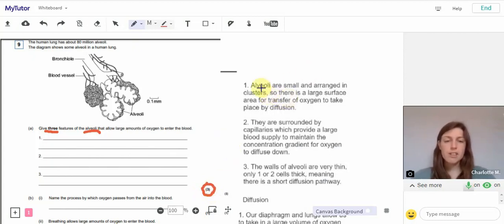So the first thing is to say that alveoli are small and arranged in clusters. So there's a large surface area for transfer of oxygen to take place by diffusion. Secondly, they're surrounded by capillaries, that's those blood vessels, which provide a large blood supply to maintain the concentration gradient for oxygen to diffuse down. And thirdly, the walls of alveoli are very thin, only 1 or 2 cells thick, meaning that there is a short diffusion pathway.